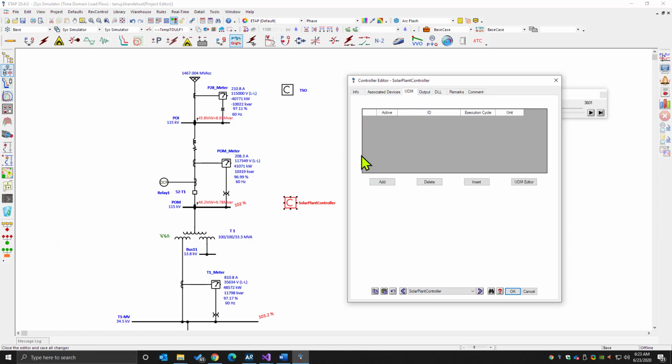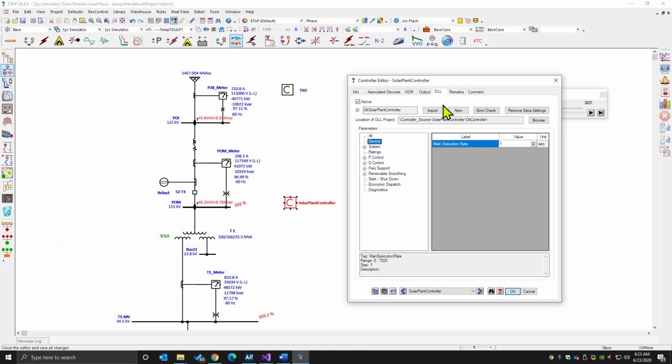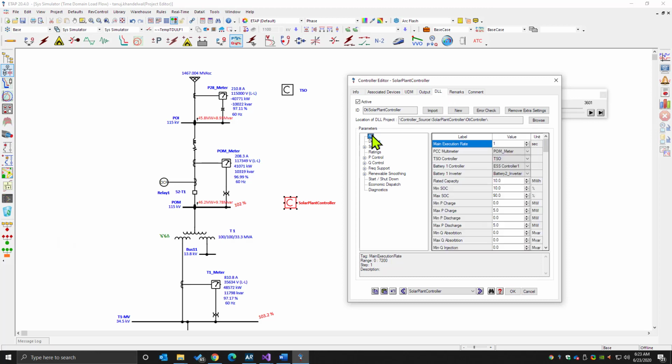Further, you can define the controller information in terms of UDM, or you can essentially utilize a dynamic link library, or DLL, as a means to define the controller logic. The controller logic includes a number of parameters, which we can see either in a single flat list or in a grouped manner. Since we were discussing real and reactive power control, we can see various modes of operation for real and reactive power control, along with their initial set points and dispatch values.